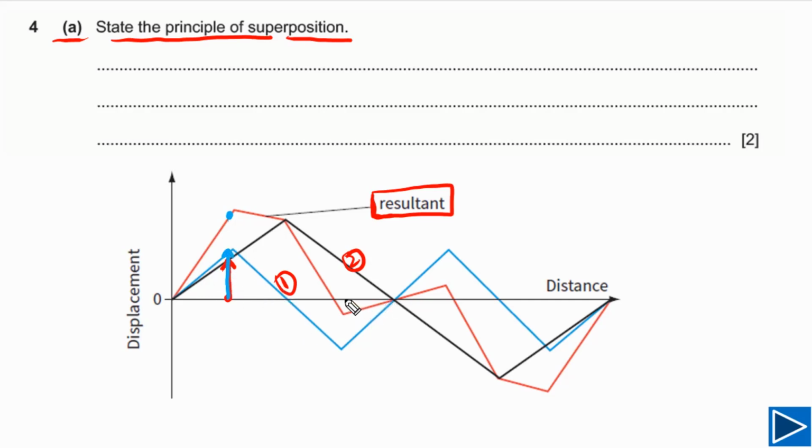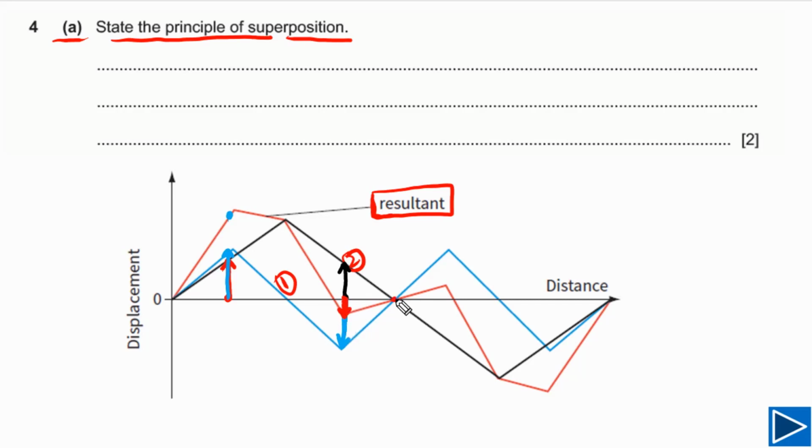Now, let's look at this point. At this point, you can see the blue wave has negative displacement. So this is the displacement of the blue wave. But the black wave has positive displacement. And this is the displacement of the black wave. If we add these two together, one is positive, one is negative, we can find the resultant displacement of the resultant wave. And this is the resultant displacement of the resultant wave.